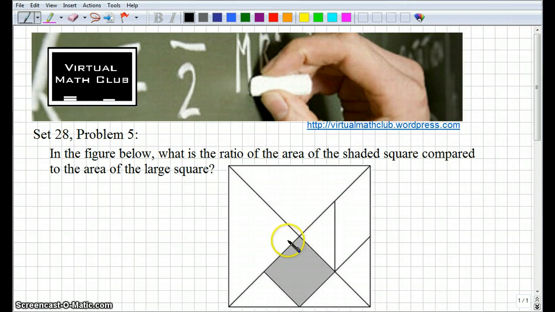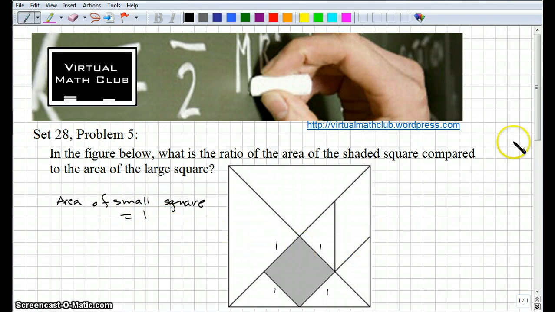One is just to assign a convenient dimension. We aren't given any of the dimensions, we're just asked to find a ratio. So it really doesn't matter what the dimensions are. So let's just assign a convenient number like 1 to the side of this small square. Then we know that the area of the small square is just 1 square unit.